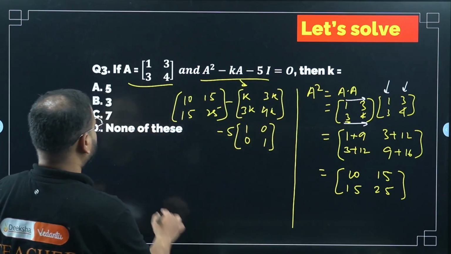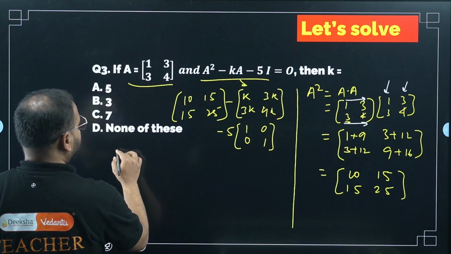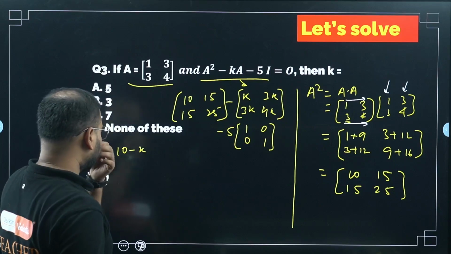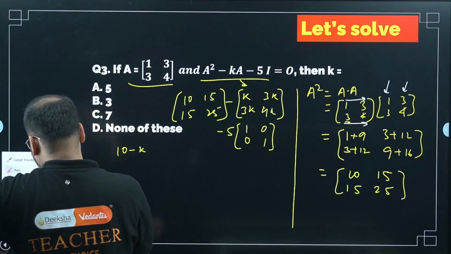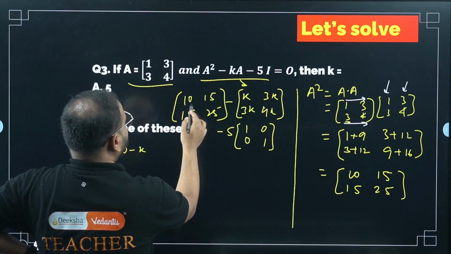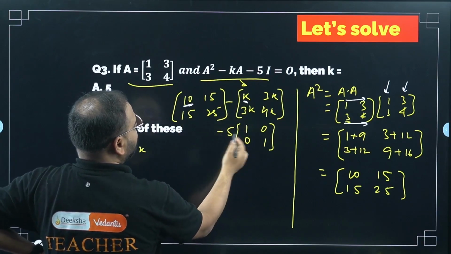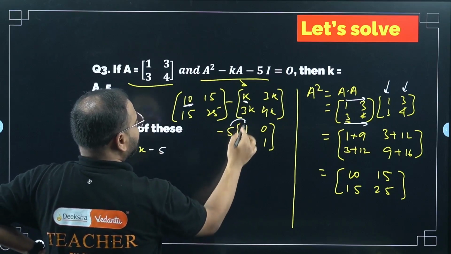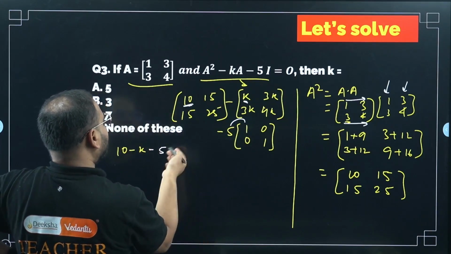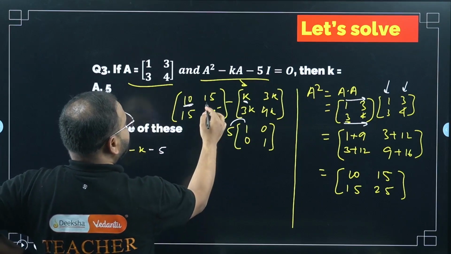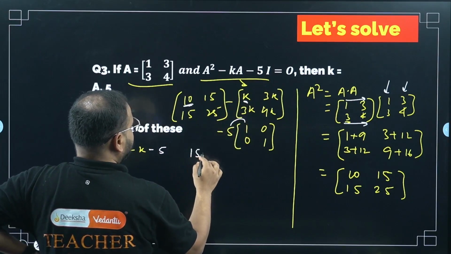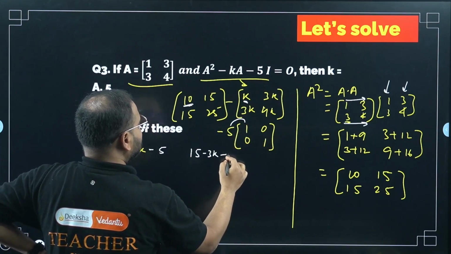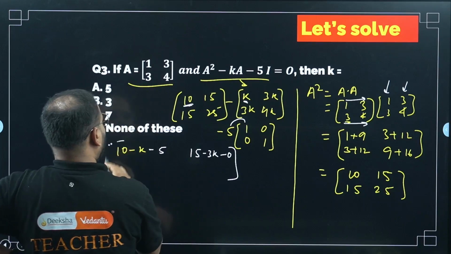So let's simplify this. Okay, so this will look like 10 minus k. First look at the first element. So 10 minus k, and 5 will multiply here. So minus 5. I'll multiply 5 here, will become 5. The sign is negative, so minus 5. Okay, sir. What about the next element? 15 minus 3k. And what will this be? 0, because 5 into 0 is 0. So minus 0. I hope you understand.